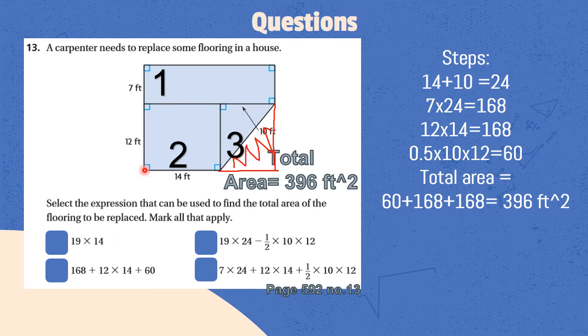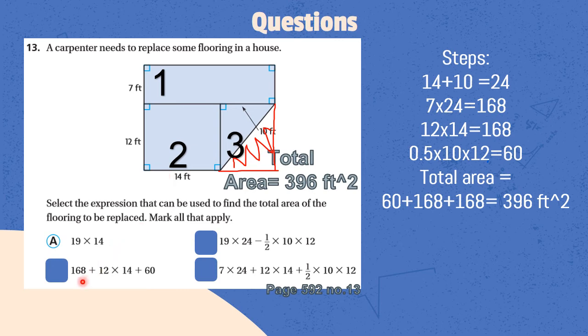19, this is this part. 7 plus 12 equals 19, times 14. So here he's saying that the total area is equal to this part only. 19 times 14, this part I'm marking, which is completely wrong. So this is not the right answer. Let's check the second option.